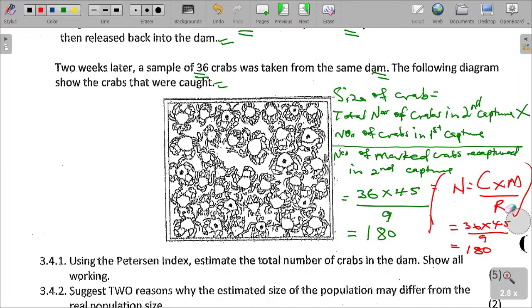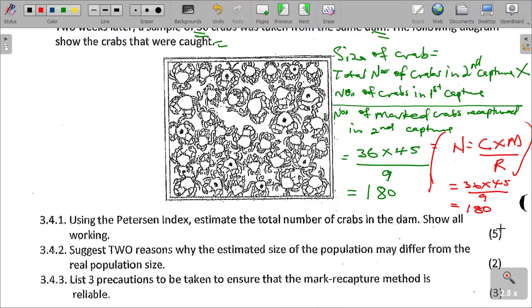These formulas, I'm sure you remember, refer to the notes also. There is a question that I did on predation and stuff. Can we also refer to our notes on the channel also? I'm sure there is a question which talks about the mark and recapture method. N is equal to C times M over R, which we get 180 there.